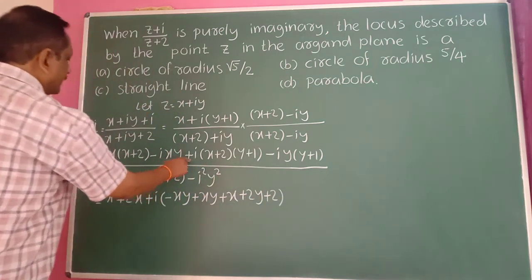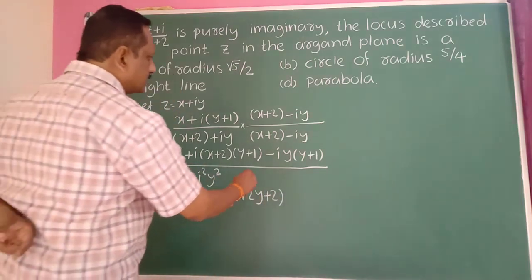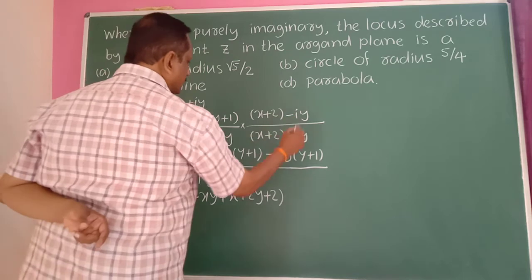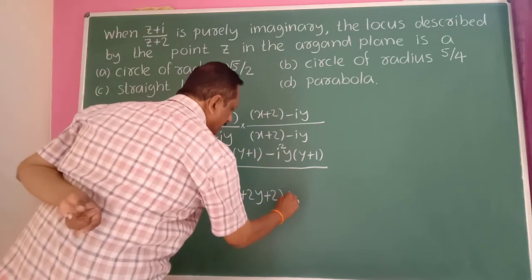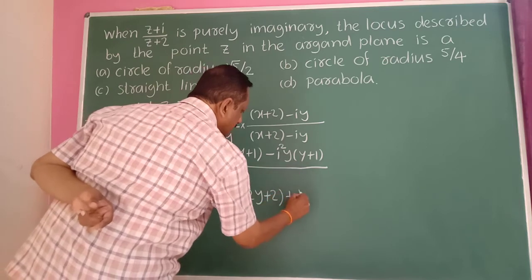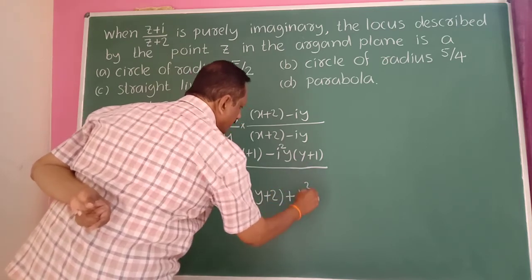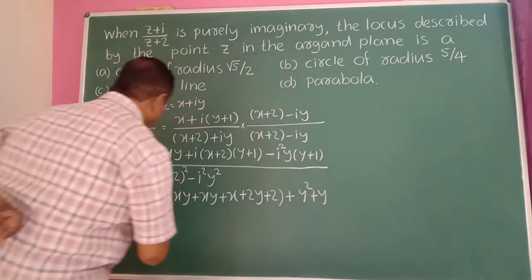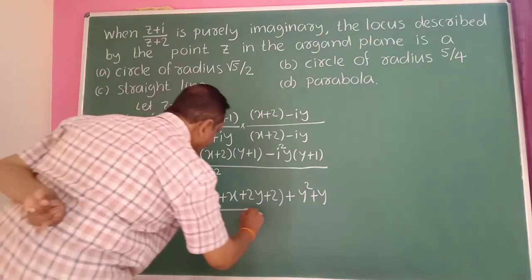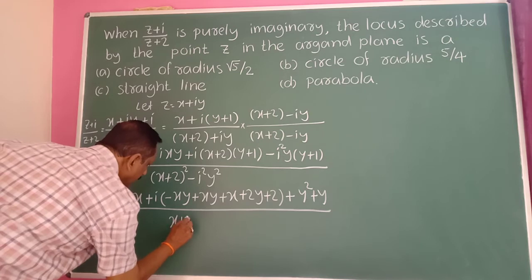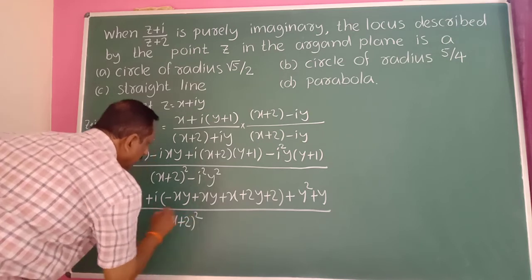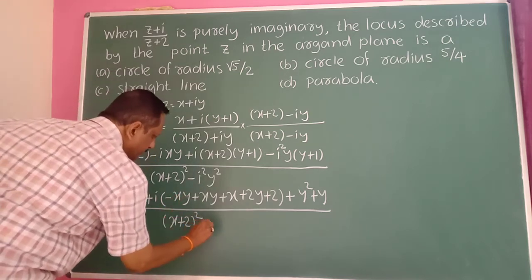i is the common factor here. And i square here, because i into i becomes i square, and i square is minus 1. Minus into minus becomes plus here. y into y is y square. y into 1 becomes y here. The whole divided by (x plus 2) square, and i square is minus 1, minus and minus becomes plus here.